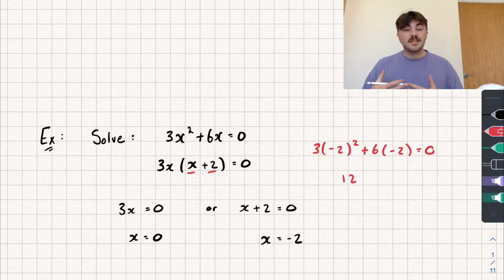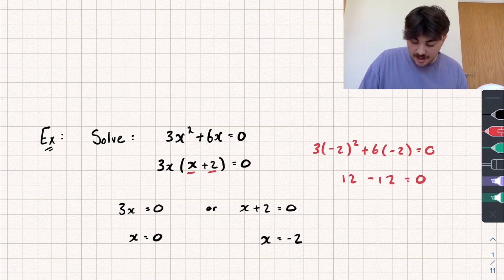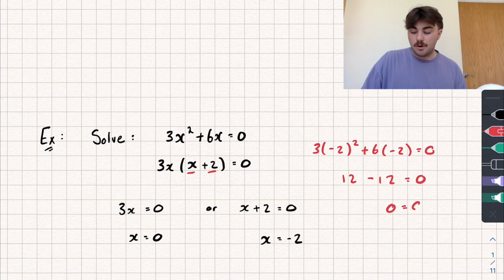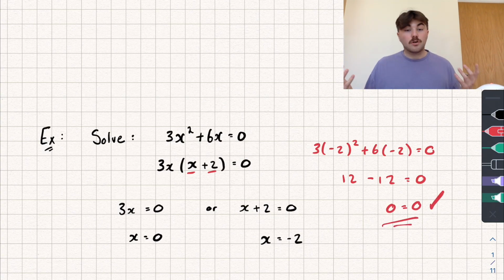Then we're going to add on 6 lots of negative 2, so we're adding on negative 12, so that's the same as just minus 12, and that equals 0. 12 subtract 12 is 0, and so 0 equals 0. Yeah, that is a correct solution, and you can check for yourself this one here for x equals 0, right? So that's how this method is working.